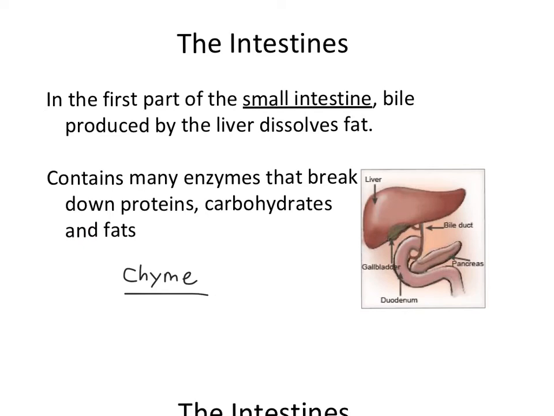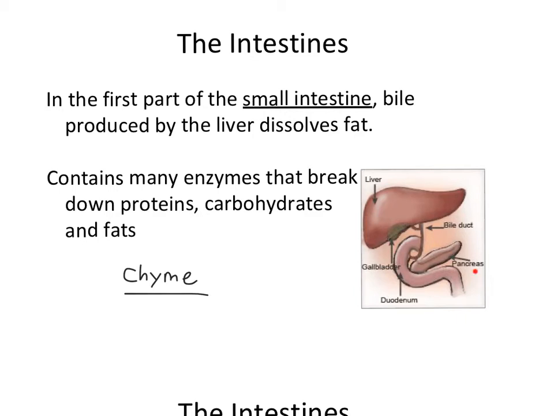Here's a good time to mention some of those accessory organs. The liver has a number of functions. One is to filter blood. It also helps to metabolize drugs, and it also creates and secretes bile. This bile is stored in the gallbladder before traveling through the bile duct and into the small intestine. Bile is really important to help process and digest the fats in this chyme.